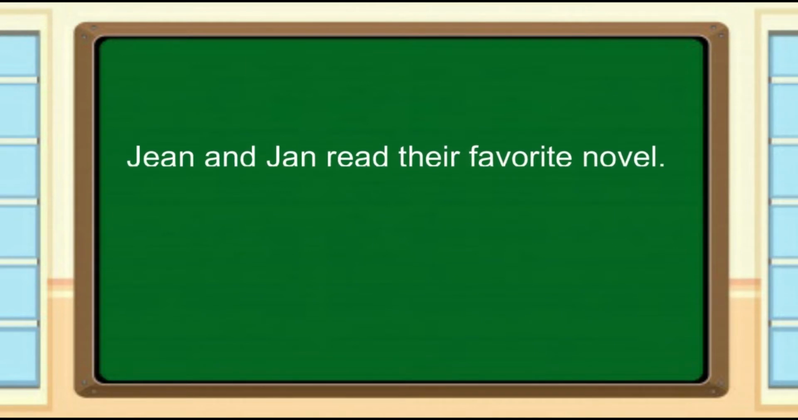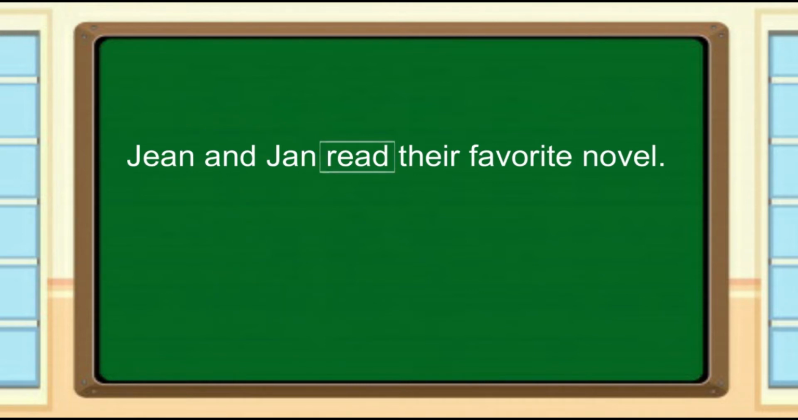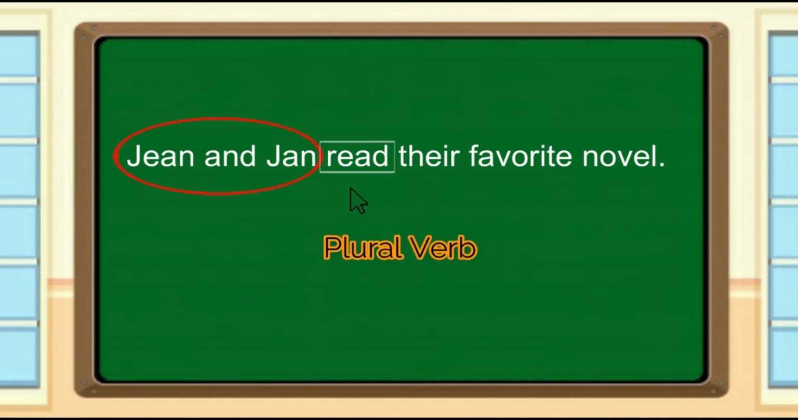Example: Jean and John read their favorite novel. There are two subjects in the sentence, Jean and John. It is a plural subject. Therefore, we must use the plural verb. Remember that a plural verb has no letter S or ES in the end. It uses the base form of the verb. So we will say, Jean and John read their favorite novel.